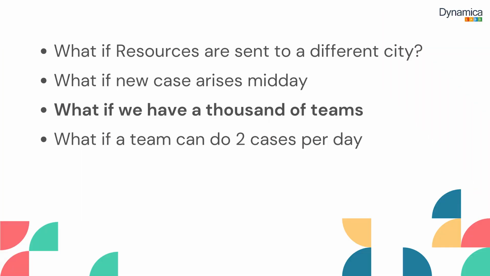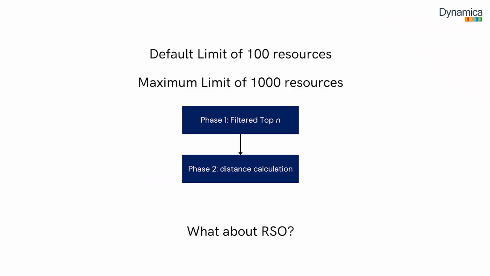Next, suppose we have 1,000 teams. There was an interesting request about this. Historically, the system could handle a maximum of 100 resources until 2017, which was quite limited. If it exceeded 100 resources, it started to malfunction. Microsoft changed this in 2017, and now the limit is 1,000 resources. However, I haven't seen any more updates on this. The maximum limit is now 1,000 resources.